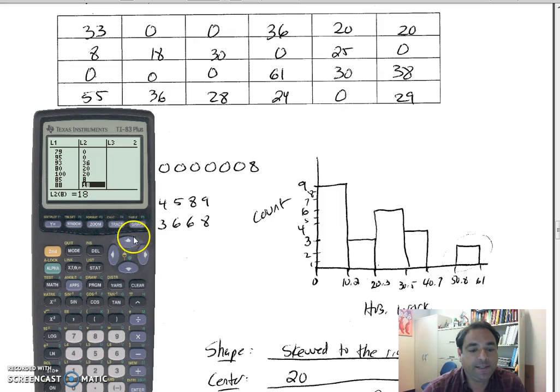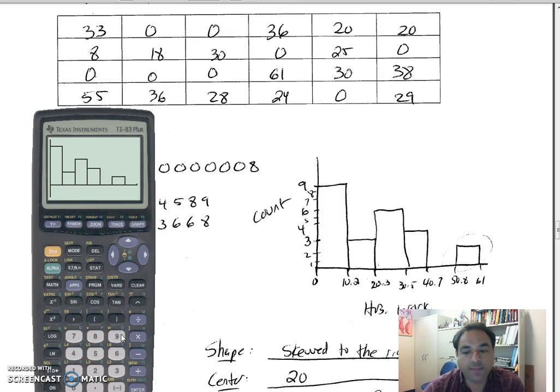So we double check our data. From the top, we have 33, 0, 0, 36, 20, 28, 18, 30, 0, 25, 0, 0, 0, 0, 61, 30, 38, 55, 36, 28, 24, 0, 29. So double, triple check your data. 24 numbers. Now when I hit zoom 9, it matches.